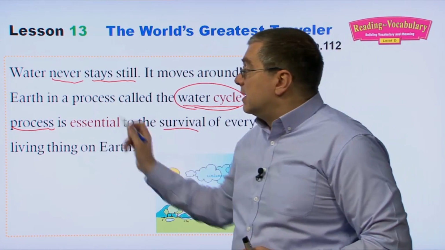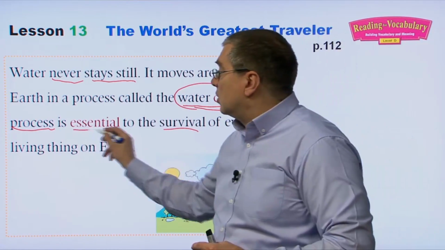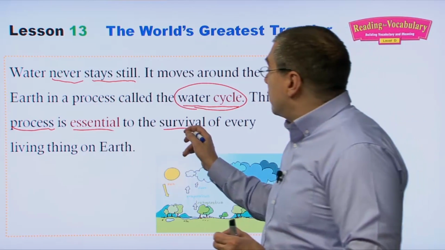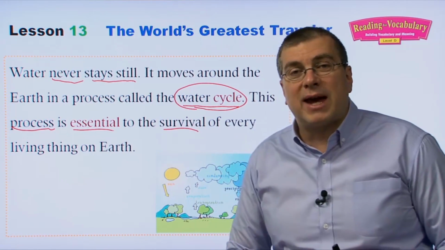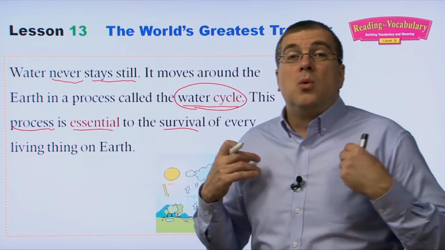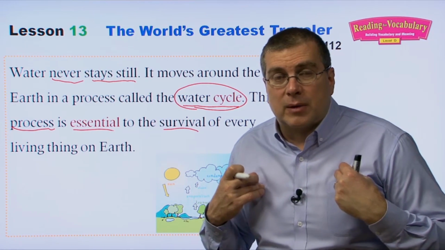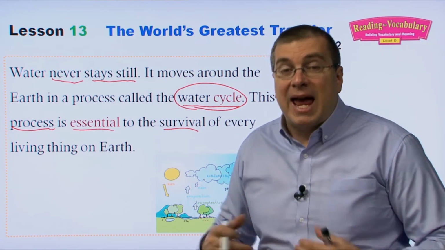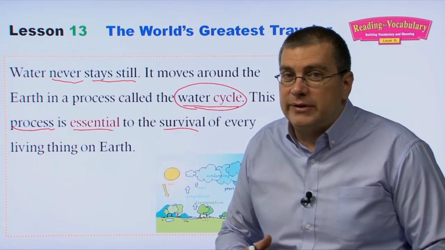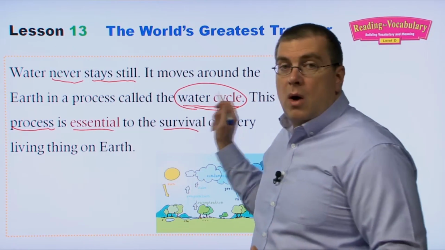This process, this cycle is essential. It's necessary for the survival of every living thing on earth. That means we need it. People need it. Animals need it. Plants need it. Everything that lives needs the water cycle.